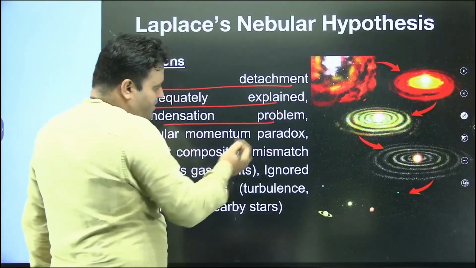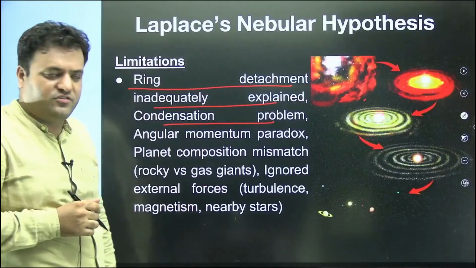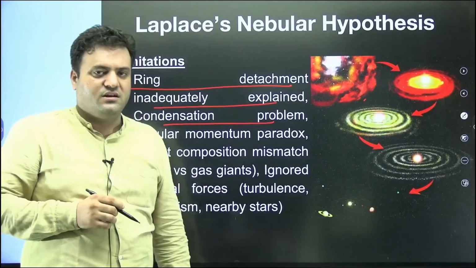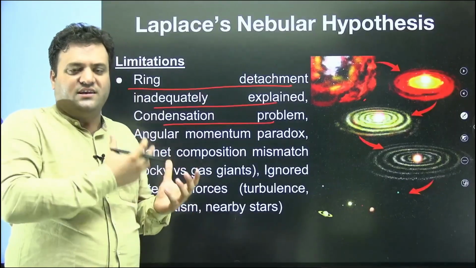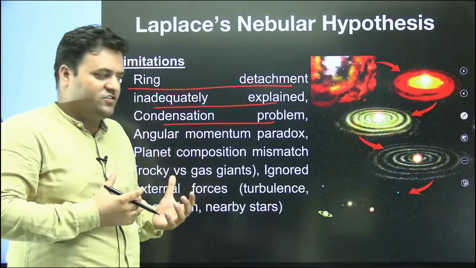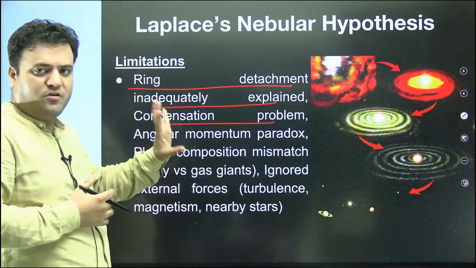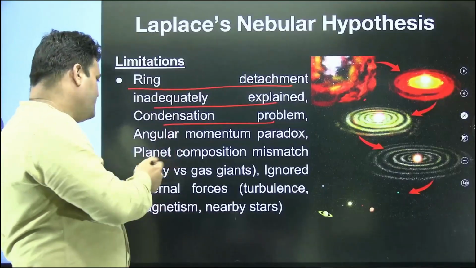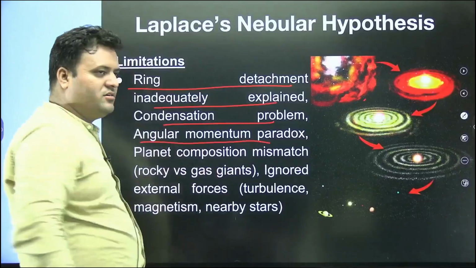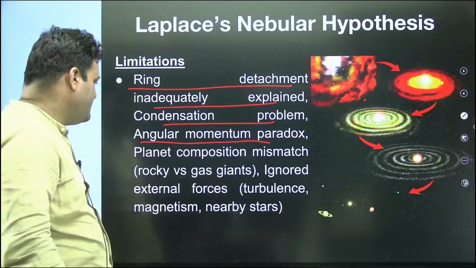Condensation. Now here in this particular theory, you might have seen one term, that is condensation, and this condensation is being taken as a reference or assumption in this theory. So the condensation problem is again a kind of limitation of this theory. Similarly, angular momentum paradox, same as that of Immanuel Kant.